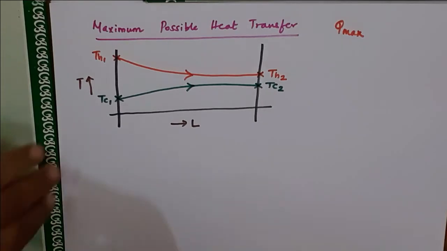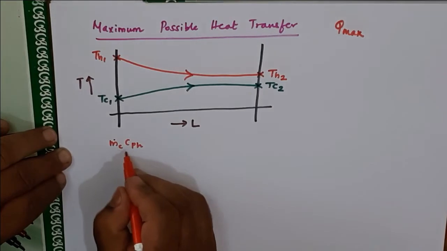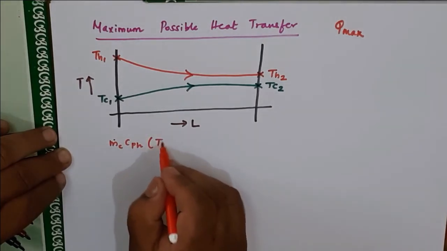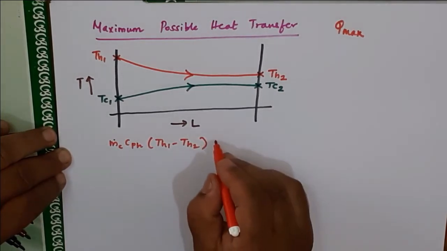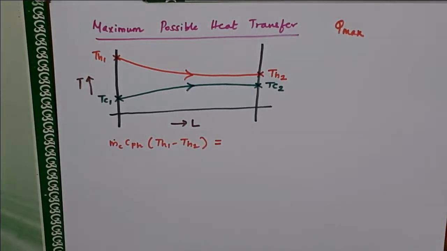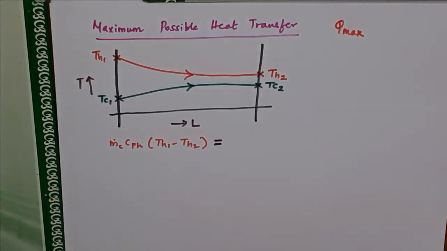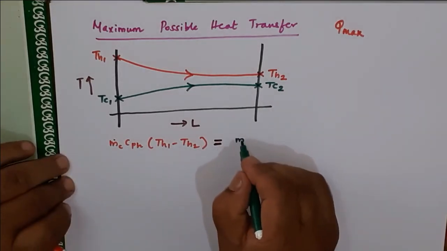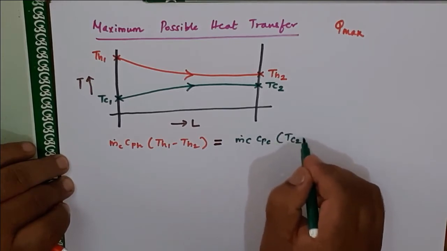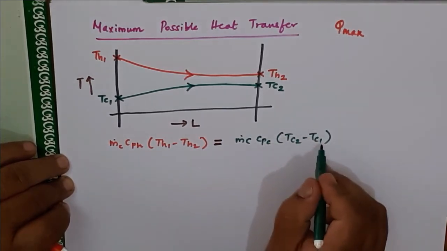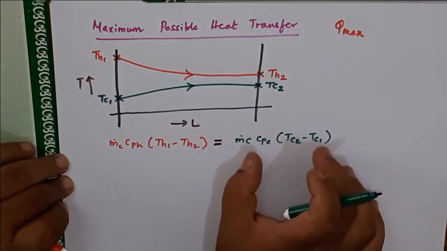So you know the energy balance. Energy lost by the hot fluid, m dot h CPH into TH1 minus TH2, whatever energy the hot fluid drops, that should be equal to the energy gained by the cold fluid, m dot c CPC into TC2 minus TC1. Higher temperature minus lower temperature. Whatever energy the hot fluid loses, that much energy the cold fluid will gain.